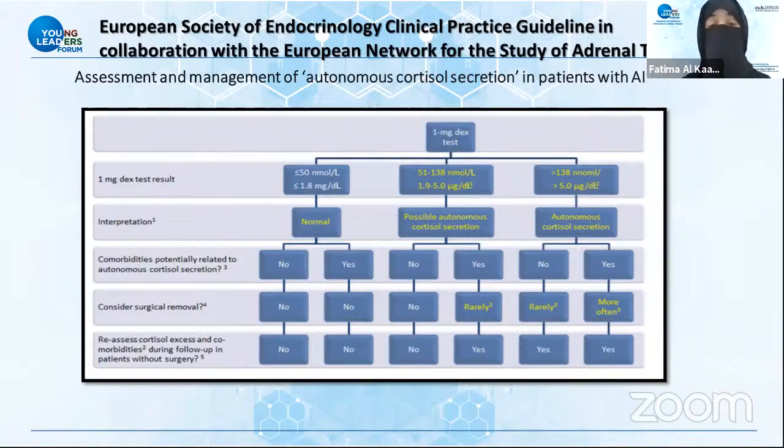With this comorbidity, we have to perform annual follow-up, and in some cases, we can refer for surgery. When the result is above 138 nanomole per liter, they call it autonomous cortisol secretion. And here also, we should assess the presence of other comorbidity related to cortisol secretion. And in both cases, whether comorbidity is present or not, when we have autonomous cortisol secretion, we have to perform annual follow-up and reassessment, and in some cases we can also consider surgical removal.